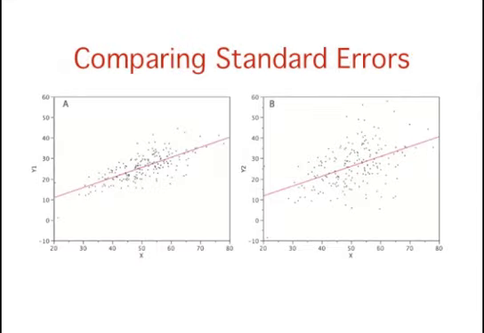Going back to these graphs, we can say that the graph on the left has a smaller standard error of the estimate than the graph on the right.